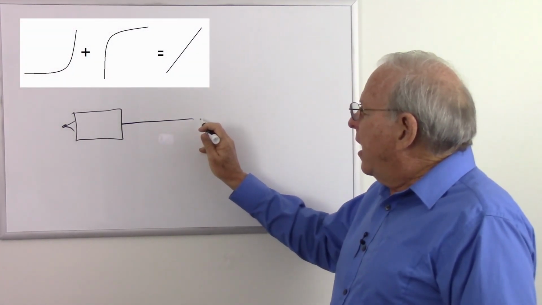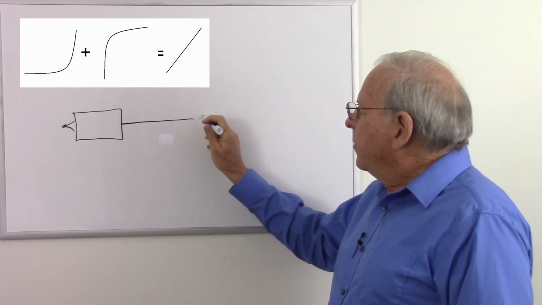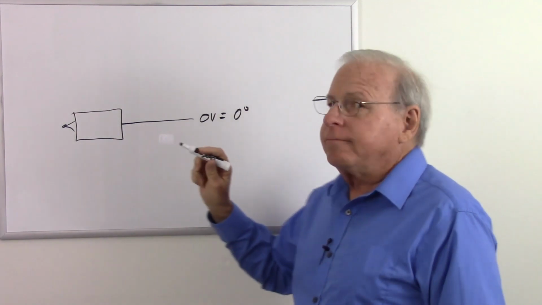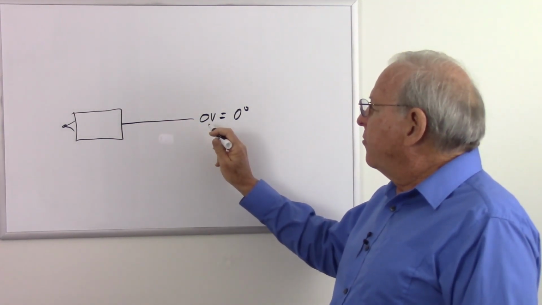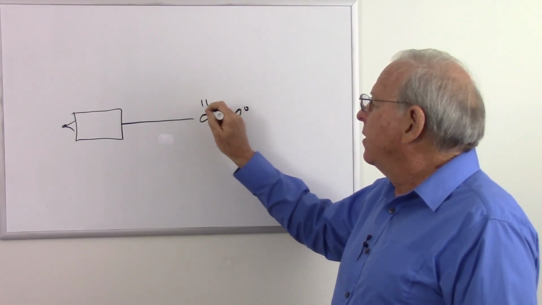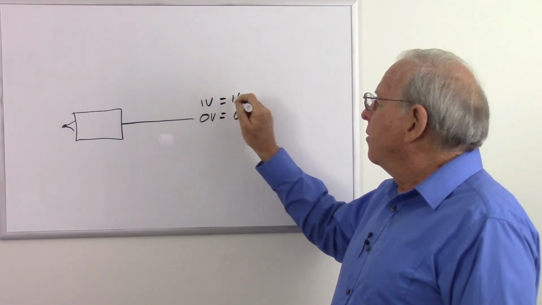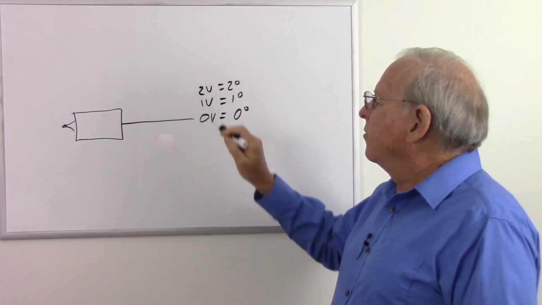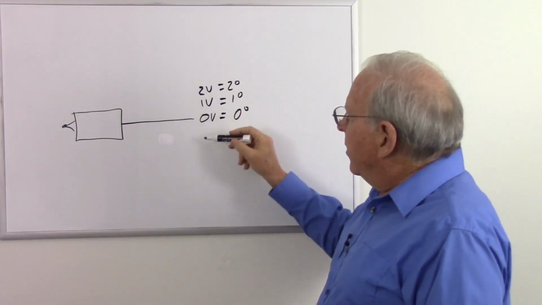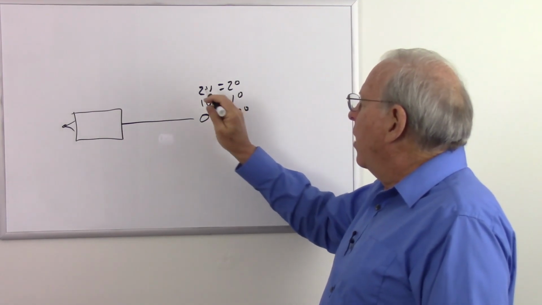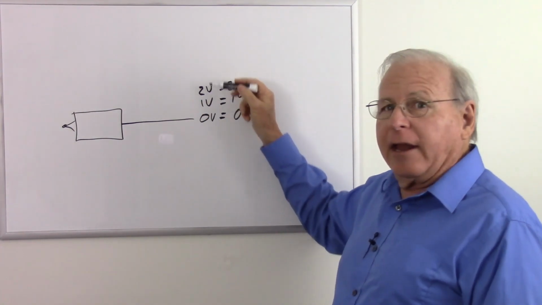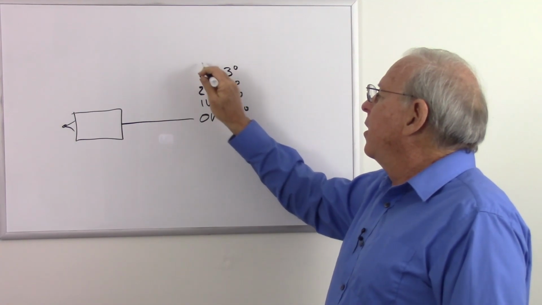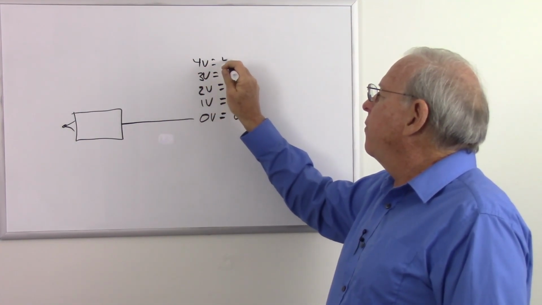And so let's say we have out here that 0 volts represents 0 degrees. Easy enough. Let's say it goes to 1 volt, and that would equal 1 degree. And 2 volts equals 2 degrees. And so we see we can have this information on this one wire, and let's say we need to handle more. Well, how about 3 volts is equal to 3 degrees? 4 volts equals 4 degrees.